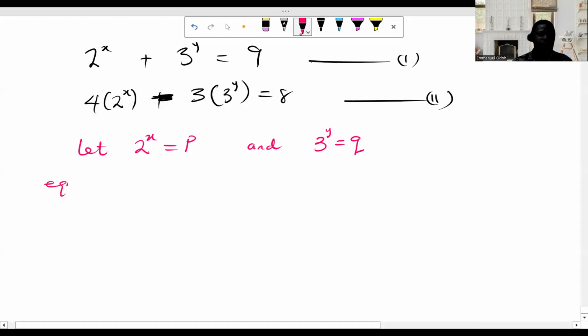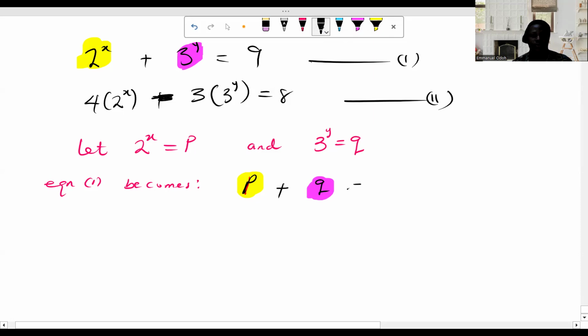So that means equation 1 becomes: 2 to the power of x here becomes p, plus 3 to the power of y, which becomes q, is equal to 9. So let me call that our new equation 1.